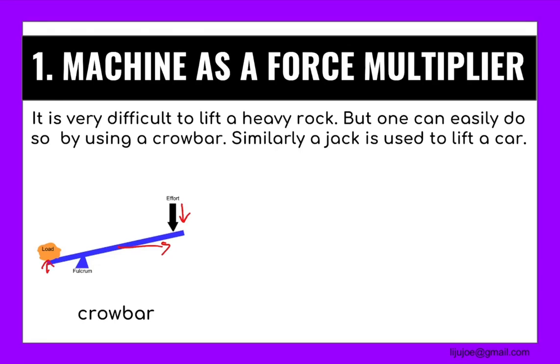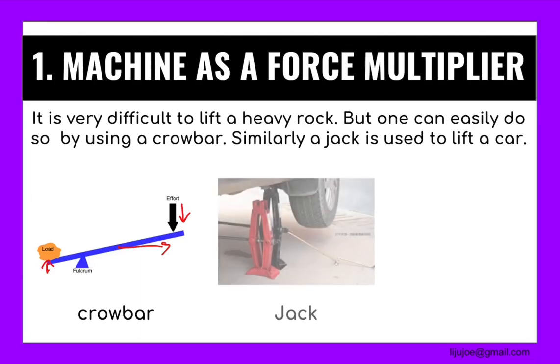Okay, similarly, we can use a jack to lift a car. Using a jack, we only have to give a small amount of force on the handle part of the jack. A small effort and a big load like a vehicle can be lifted easily. So here we see that the machine is acting as a force multiplier.